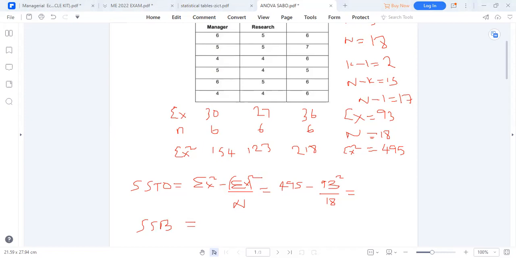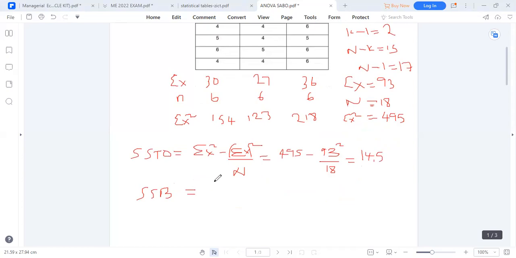3.5. And how do you find the sum of square between? What's the formula? Summation of treatment squared divided by small n, minus in bracket summation x squared over n. Within its error, not... Yes, within its error.